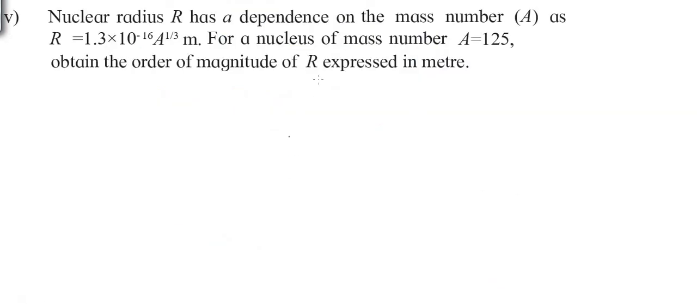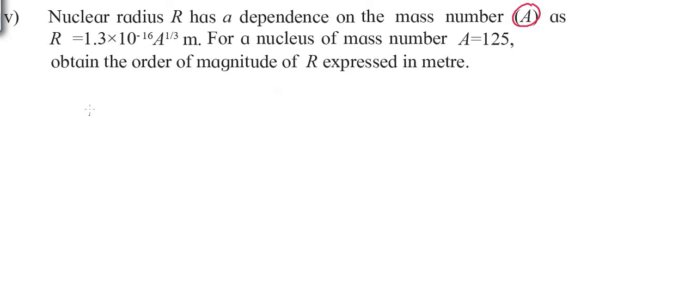Nuclear radius, capital R, has a dependence on the mass number A, as R is equal to 1.3 into 10 raised to minus 16 A raised to 1 upon 3 meter. For a nucleus of mass number A equal to 125, obtain the order of magnitude of R expressed in meter.